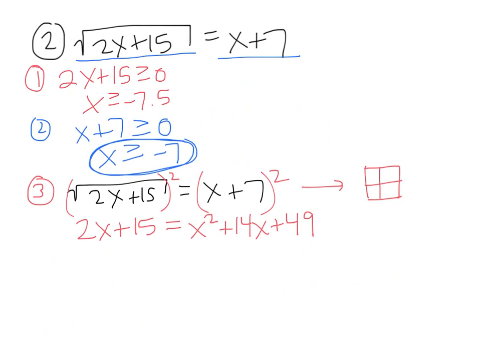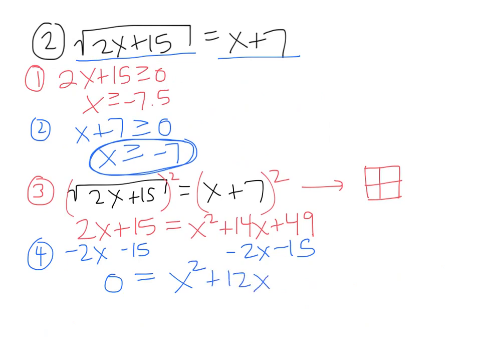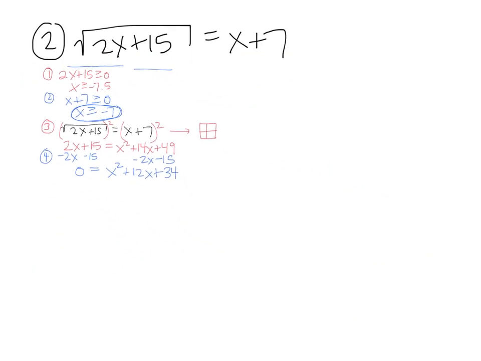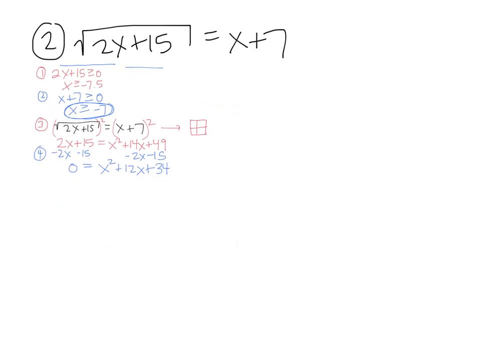So for step 4, we want to make one side equal 0 because this is just a quadratic equation. So we want to make one side equal 0 so we can solve it. I'm going to subtract 2x and subtract 15 from both sides. So I get 0 is equal to x squared plus 12x plus 34. I tried to factor that earlier and I realized it is not factorable. So I'm going to have to use the quadratic formula.